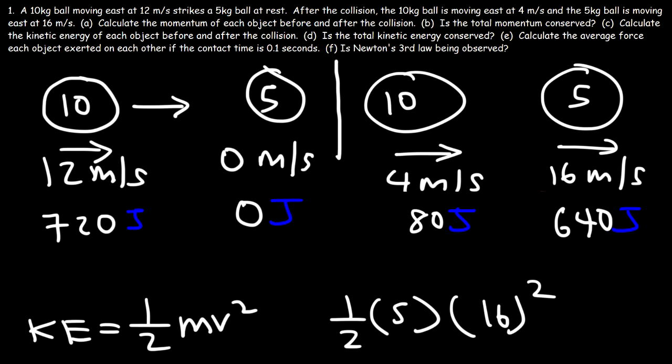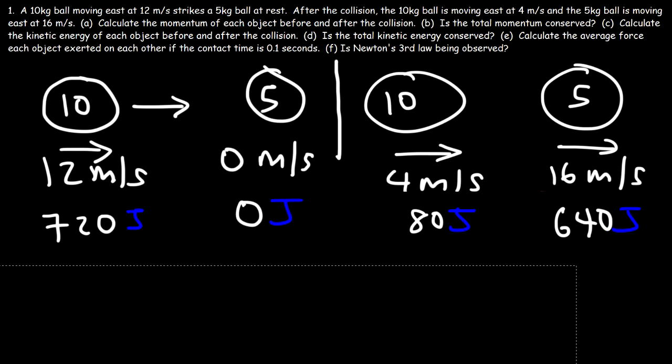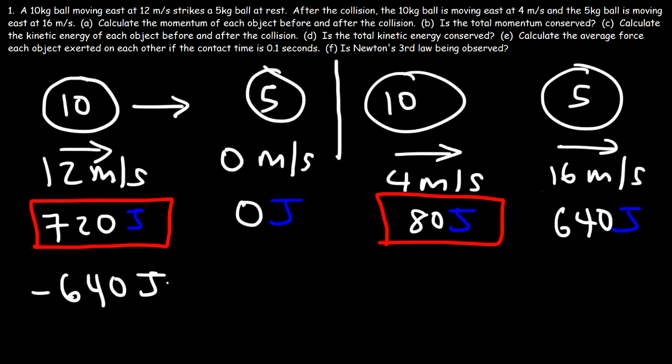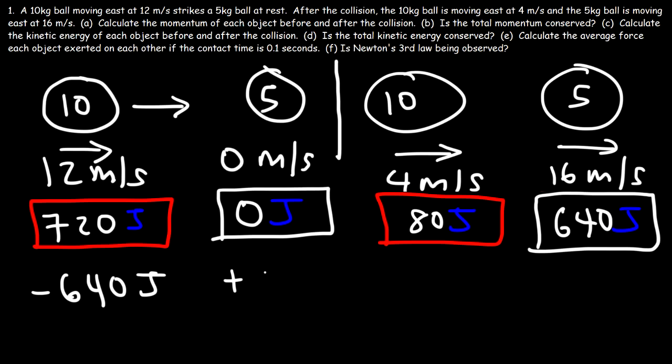Now let's analyze the change in kinetic energy of each object. For the 10 kilogram object, the kinetic energy went from 720 to 80. So we could say that it decreased by 640 joules of kinetic energy. For the other object, the 5 kilogram ball, the kinetic energy increased by 640 joules. So in this situation, this is an ideal situation where no energy is lost due to friction or heat. All of the energy that was lost by the 10 kilogram ball was acquired by the 5 kilogram ball.